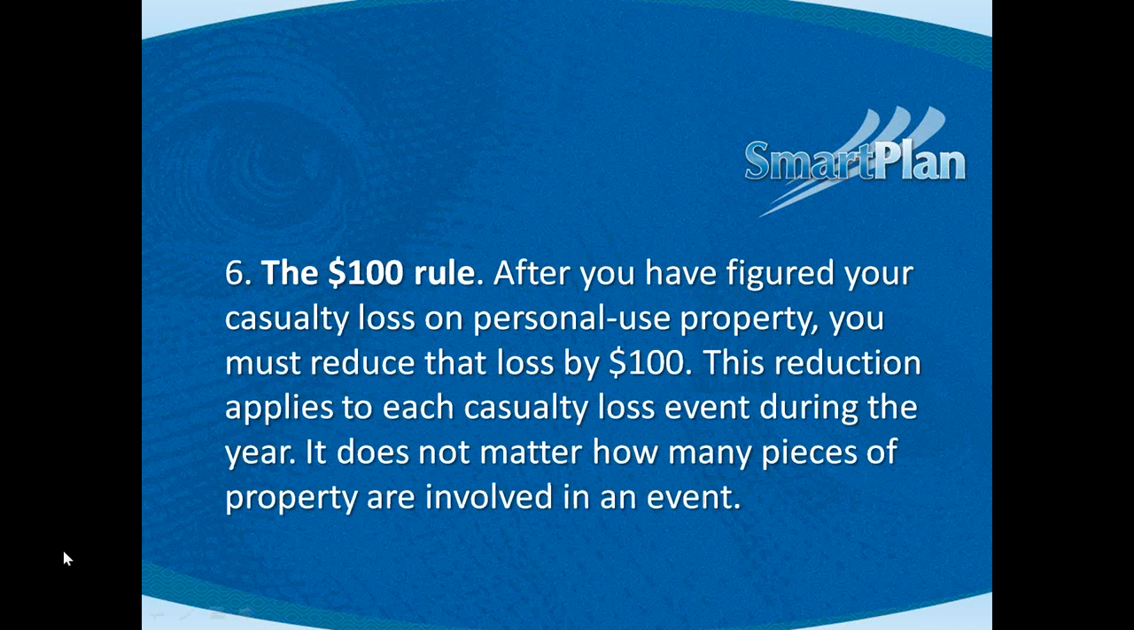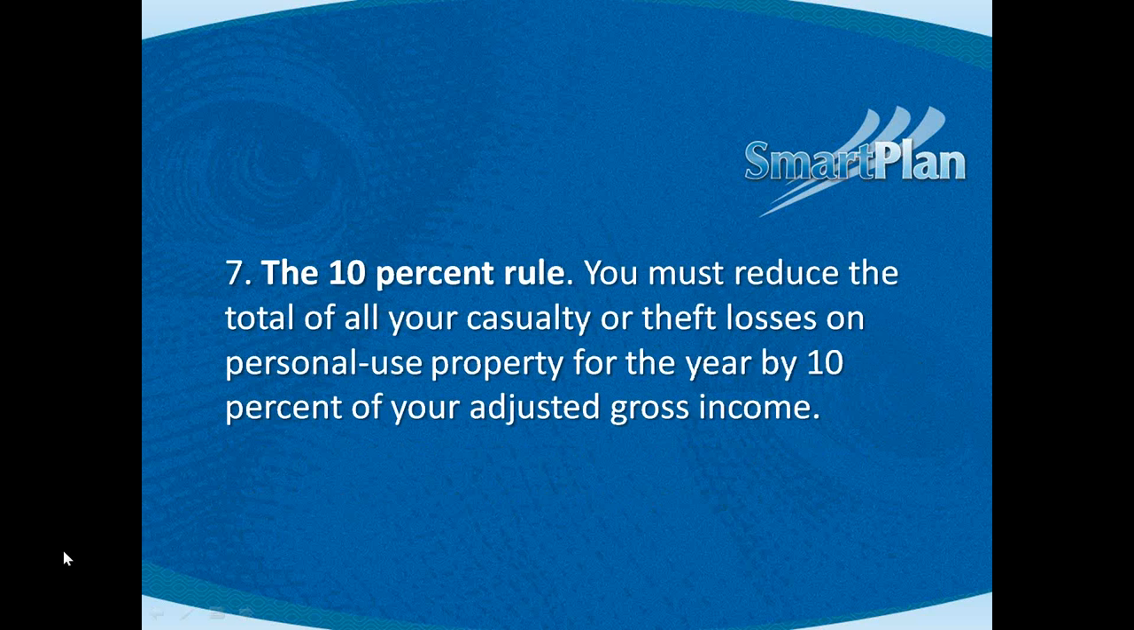There's a $100 rule. After you have figured your casualty loss on a personal use property, you must reduce that loss by $100. This reduction applies to each casualty loss event during the year. It does not matter how many pieces of property are involved in an event. What that means is that when you have the casualty, you can include everything together in it. It's not $100 for each piece.